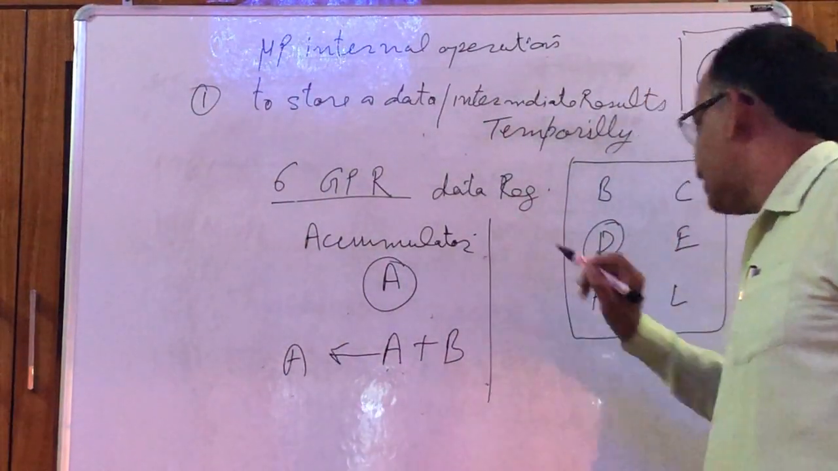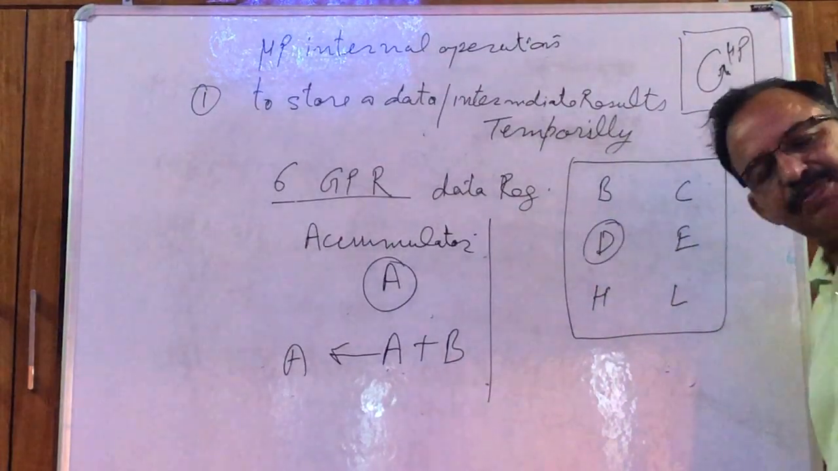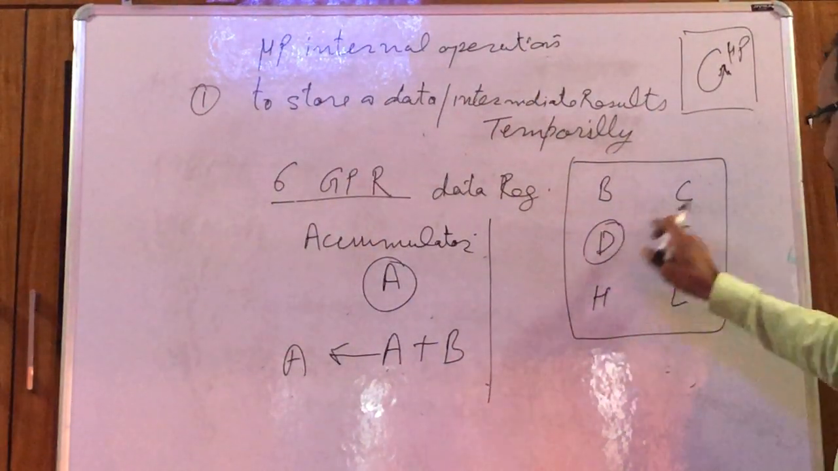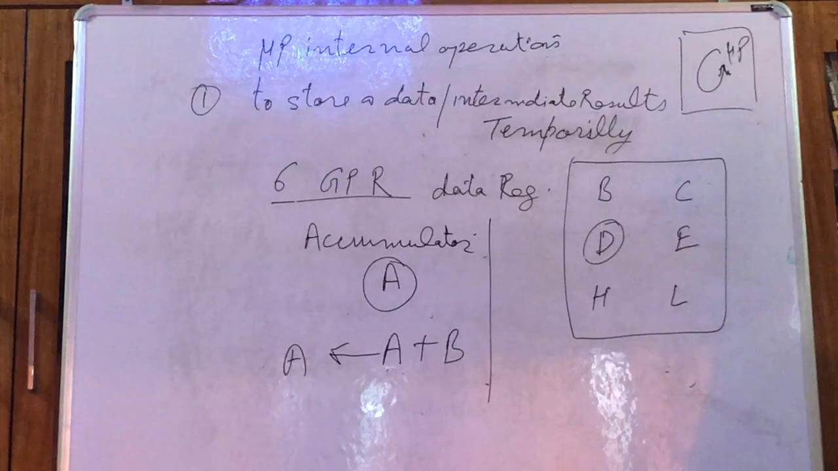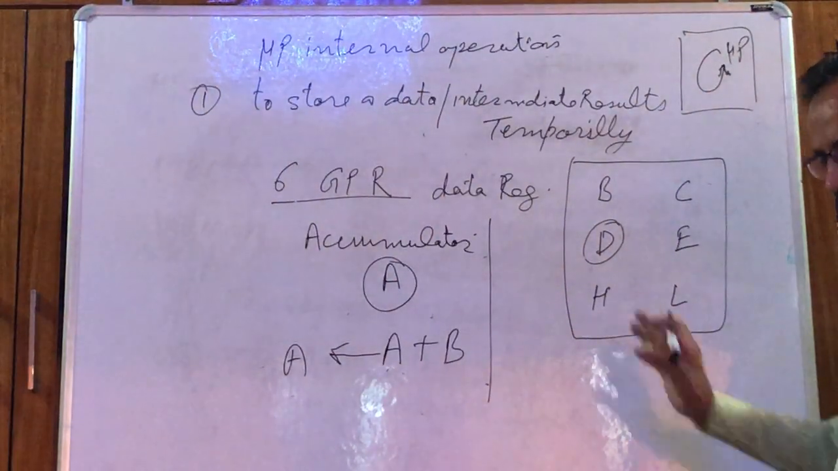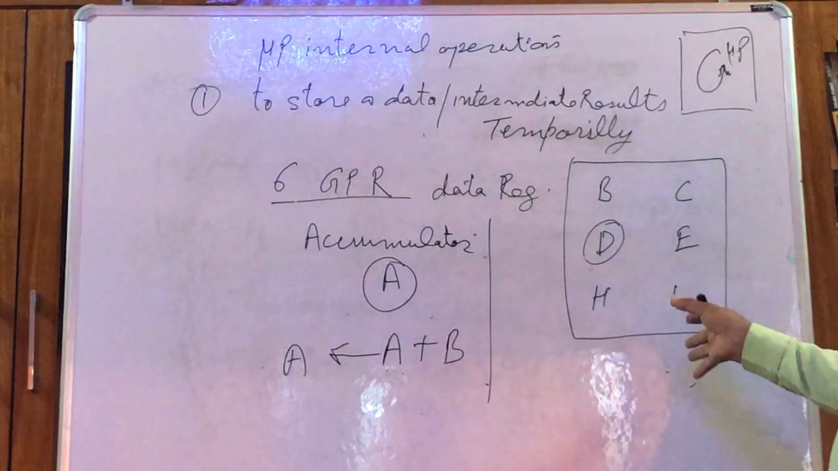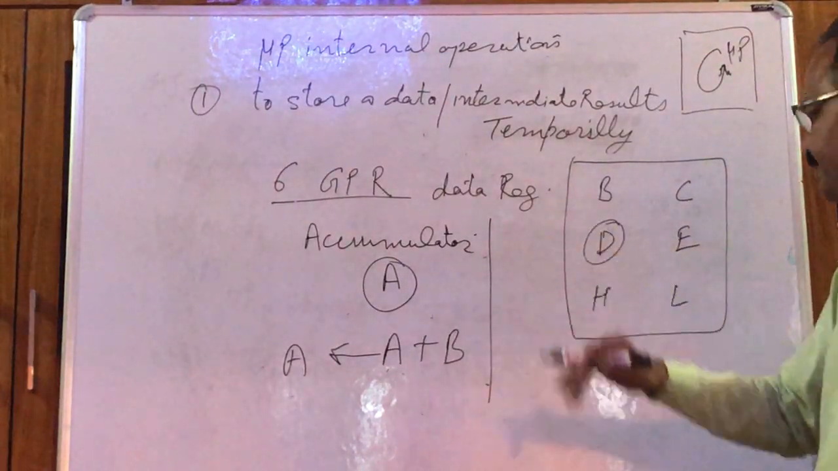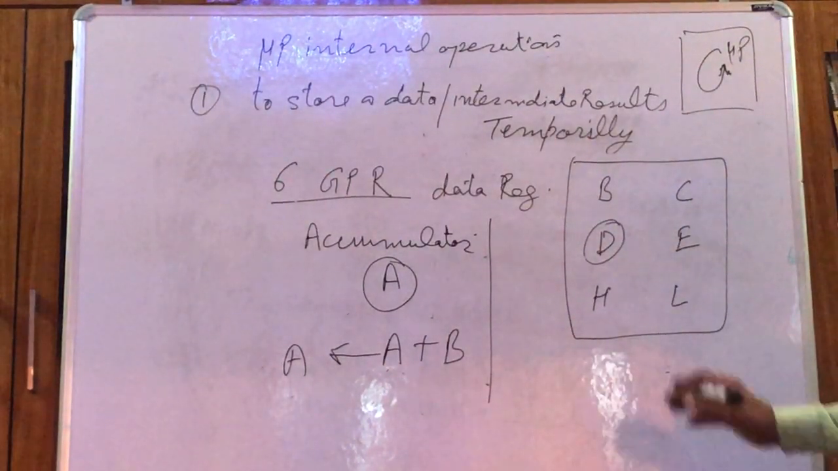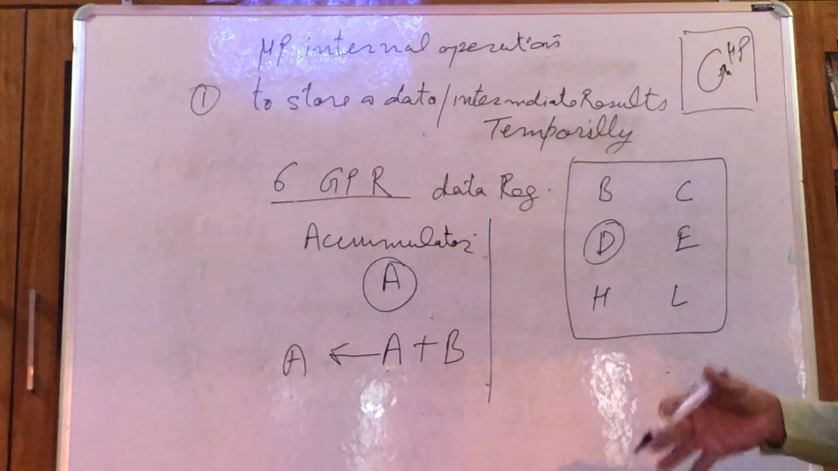Right? Now, come back to the general purpose data registers: B, C, D, E, H, L. They are 8-bit registers. Whenever 8-bit data is there, it is to be stored here, and then later operated on, whatever operation is to be performed, accordingly.